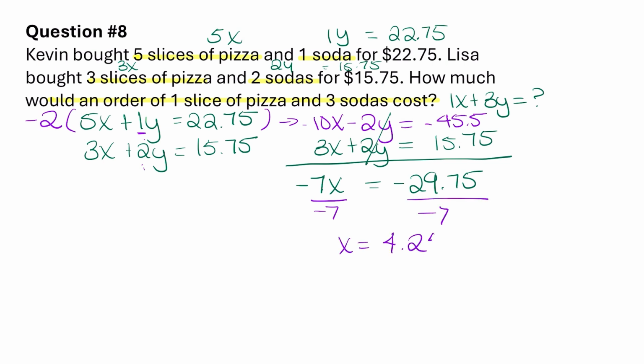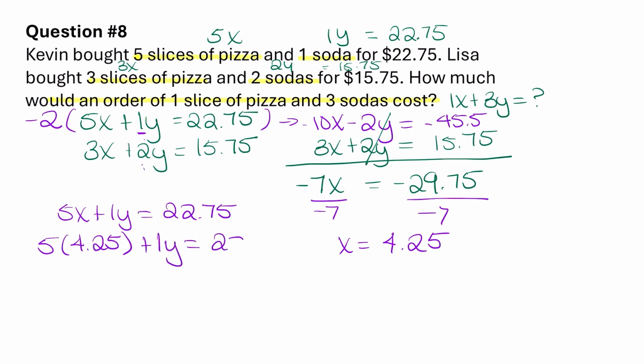Okay, so that's telling me the value of x, which is the price of a slice of pizza. But I'm not done here because I need to find out the value of y also in order to solve for the final answer. So I need to figure out how much sodas cost. So I'm just going to take this x and I can plug it into any of my equations. I'm going to plug it into the first one. So I'm going to do 5 times 425. Okay, so I'm plugging in here to 5x plus 1y equals 2275.